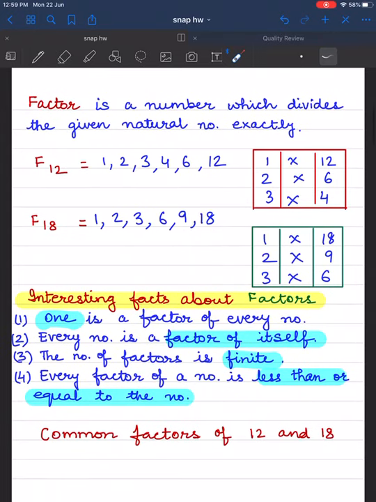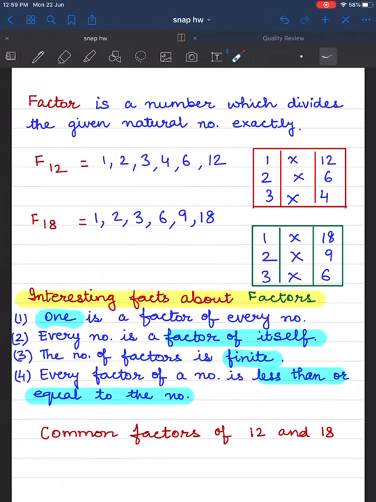Now let's find out common factors of 12 and 18. Now here you can see 1 is in both the numbers, 2 is in both the numbers, 3 is in both the numbers and 6 is in both the numbers. So the common factors are those factors which are there in both the numbers 12 and 18. So the common factors of 12 and 18 are 1, 2, 3 and 6.